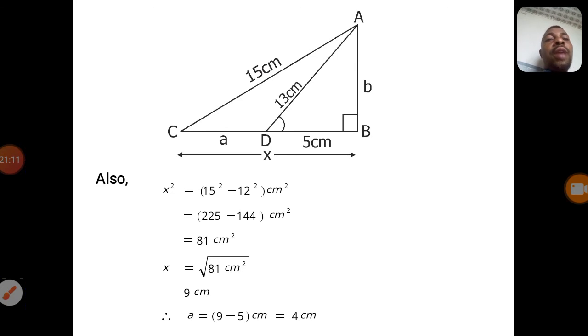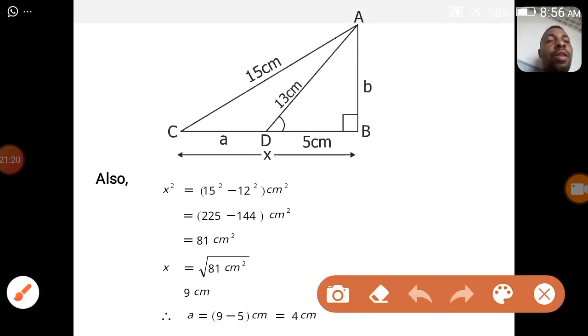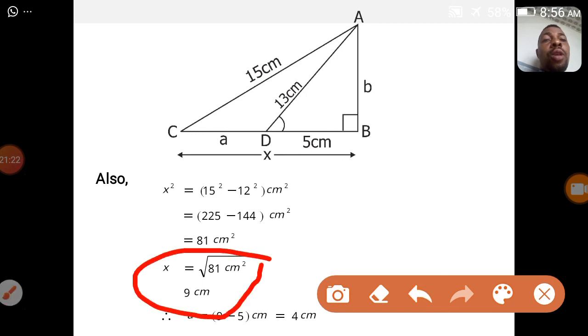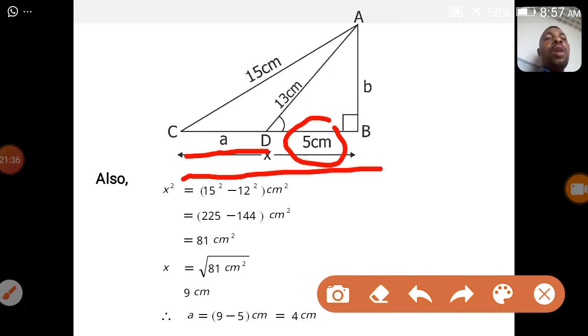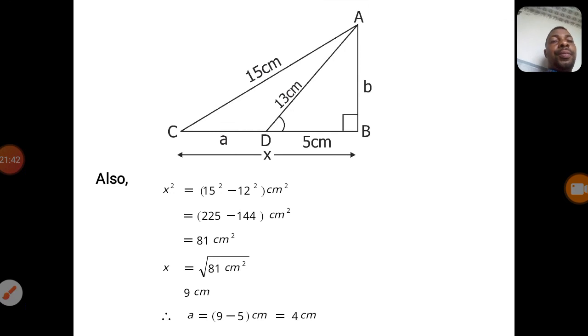For you to find x, you take the square root of both sides. Square root of x square is x, and square root of 81, of course, you know, is what? 9 cm. But A is what? 9 minus 5. You know, we are looking at this place. So since the entire dimension is 9, we now take away 5 from 9 to have what? 4.